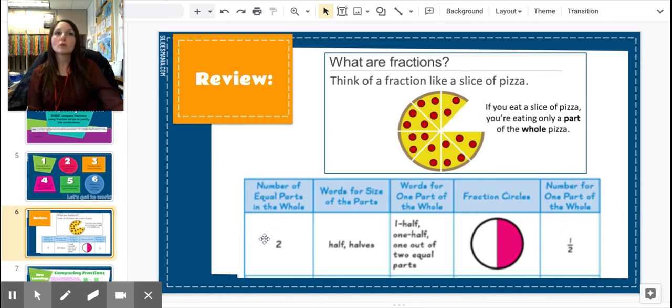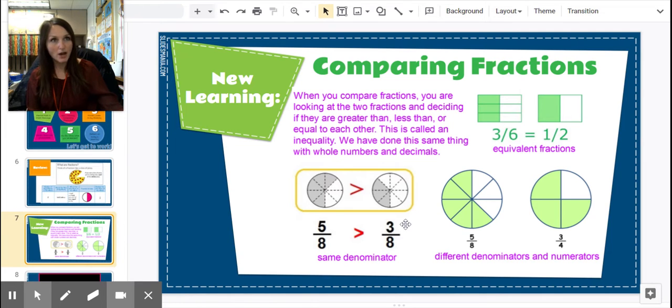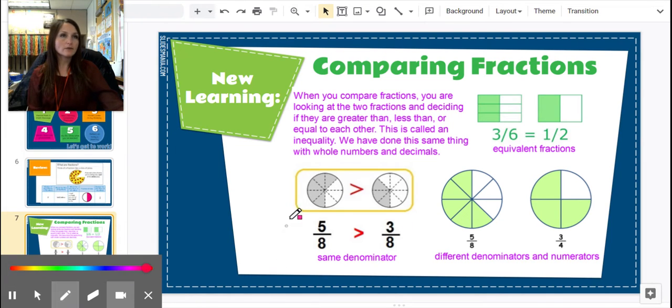You can see we learned how to use these in words, numbers, and pictures. So you can see these 2 pieces, we call those halves. This is considered 1/2 or 1 out of 2 equal parts. This is what it would look like on a fraction circle, and this is how you would write it in numbers: 1/2.